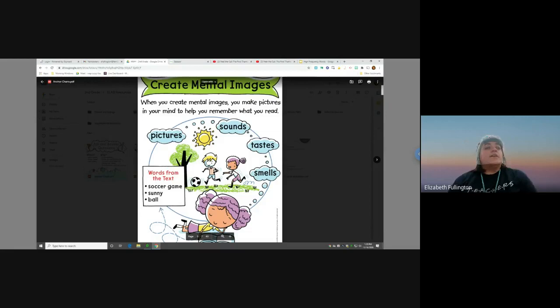Good job. All right, so we have a little girl and she's reading a story, but there's no pictures. But the words from the text are soccer game, sunny, and ball. So the little girl has to create a movie in her mind in order to visualize what's actually happening in the story. And you do that all the time, you just don't know it. You would usually use your 5 senses. Mostly it's sounds, taste, and smells. That will help you. Remember, if you have a chapter book with no pictures, you have to create that picture in your mind. So we are going to do that today. It's going to be pretty fun.